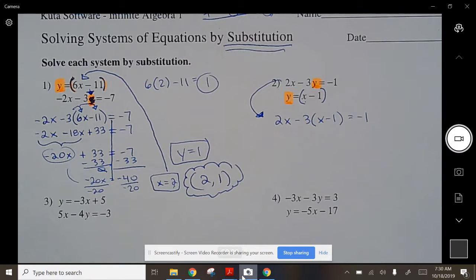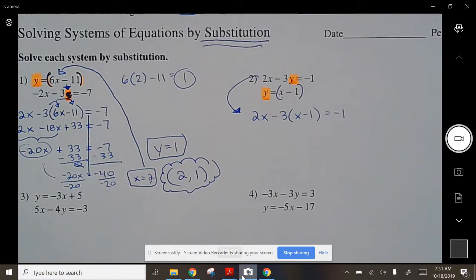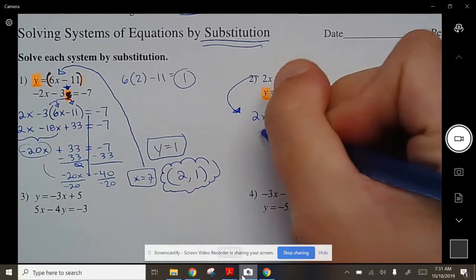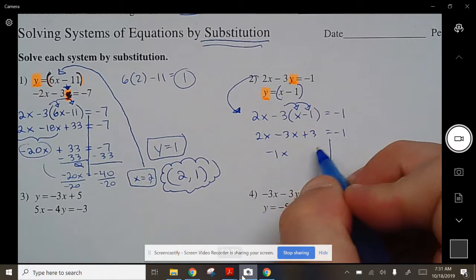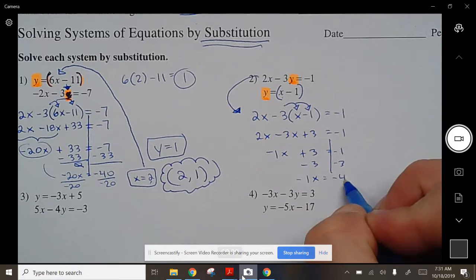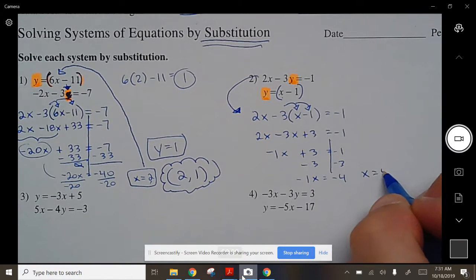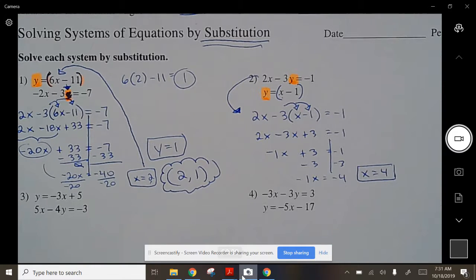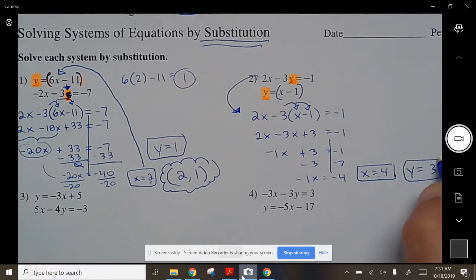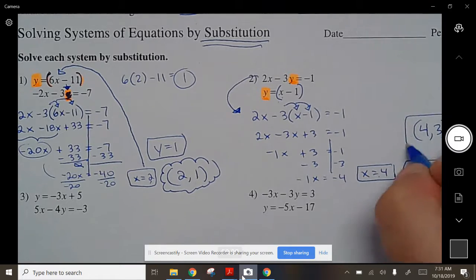All right? Now, I want you to solve this equation and get me an answer. Hopefully, you were able to solve it. I got negative 1x plus 3 equals negative 1. Subtract 3, I get negative 1x equals negative 4. I divide by negative 1, I get x equals positive 4. If x equals positive 4, and I plug it back into my parenthesis, y equals 4 minus 1. And there's your answer.